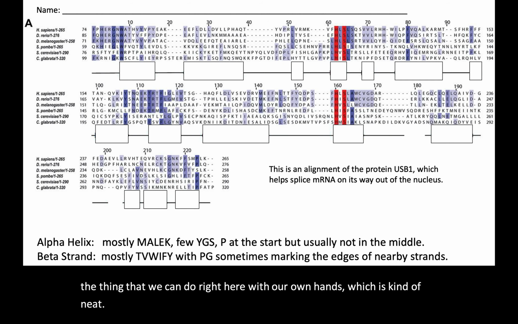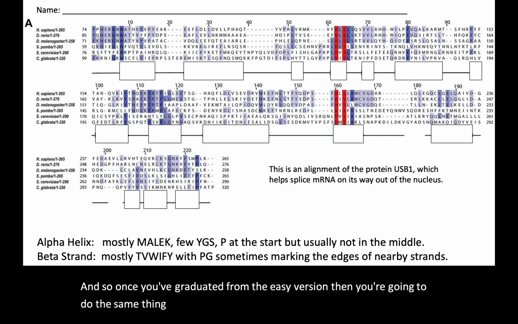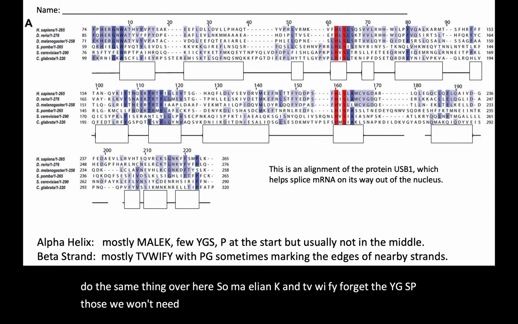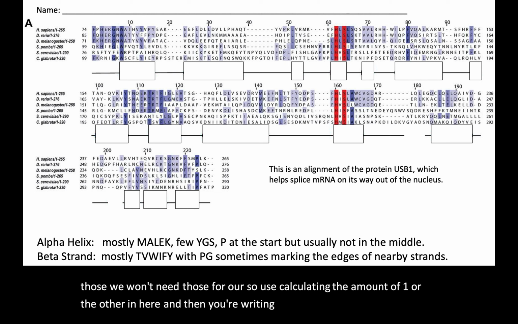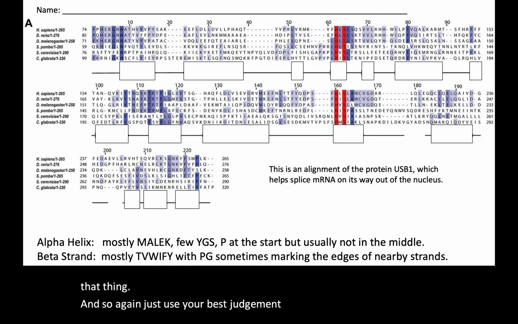Once you have graduated from the easy version, then you're going to do the same thing over here. So MALENK and TV, WI, F, and Y. Forget the YGS and P. We won't need those for our calculation. So you're just calculating the amount of one or the other in here, and then you're writing all those down. Based on that, whichever total is higher for the box, you're going to call the entire box that thing. And again, just use your best judgment for where the box starts and stops.